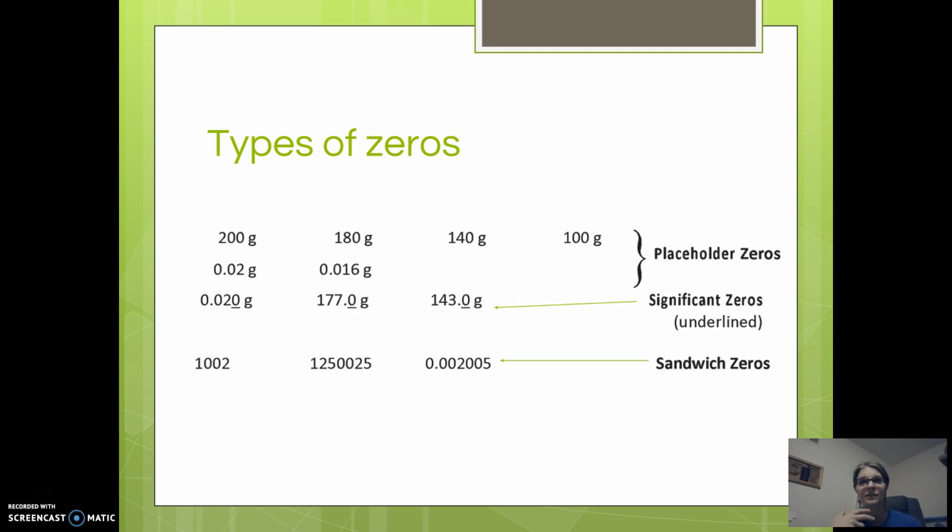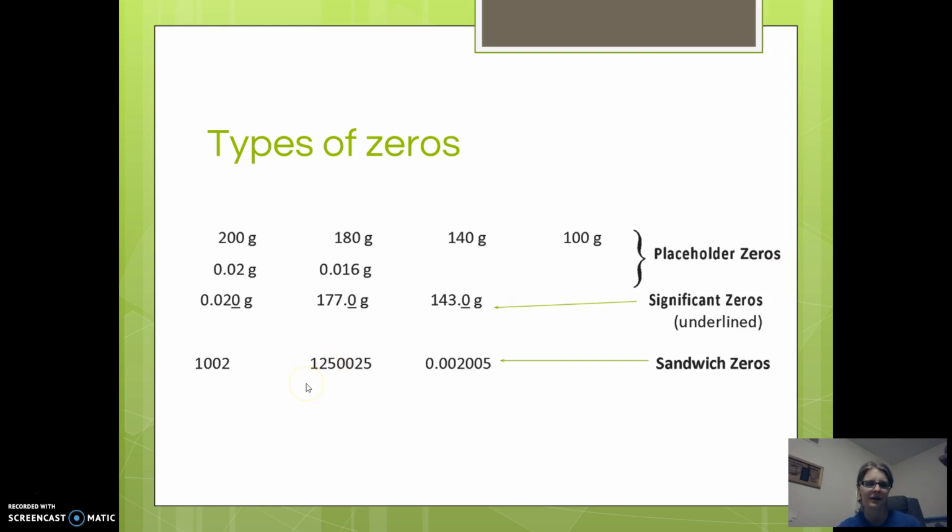The estimated last digit is a 0. So that's a significant 0. Same with this 177. If you took away the 0, it'd still be 177, but that last 0 tells you how precise or how great your measuring tool was. So it's a sig fig.